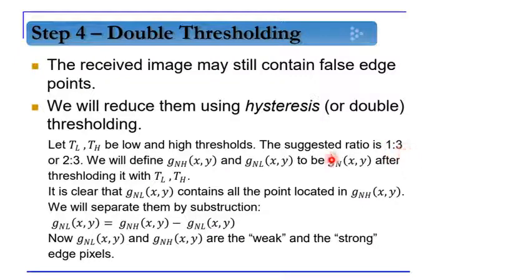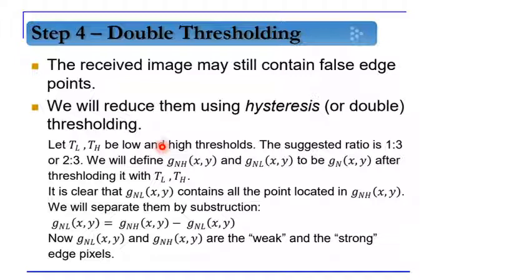So just imagine now I am thresholding the same image g(x,y) with two different thresholds. Which image will have more pixels, gNL(x,y) or gNH(x,y)? Obviously, the image gNL(x,y) will have more ones than gNH(x,y), because this is the lower threshold. All the values present in gNH(x,y) will be there in gNL(x,y), but there will be a few more points present in this low-thresholded image, isn't it?